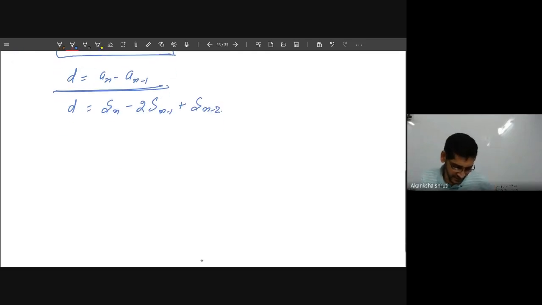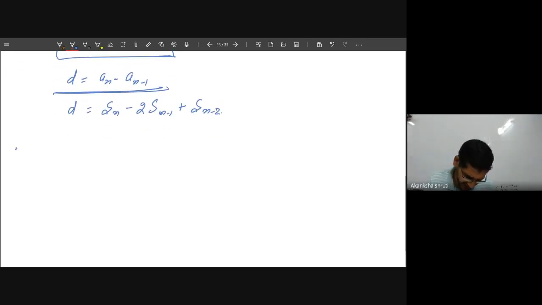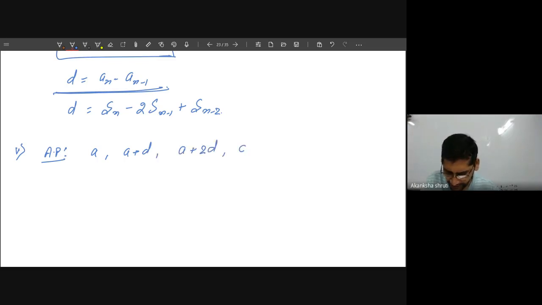Apart from this, another small thing is how we are taking the AP, students. A is the first term, A plus D is the second term, A plus 2D is the third term, A plus 3D is the fourth term, going on, A plus (n minus 1) D. This we are writing. Okay, students?